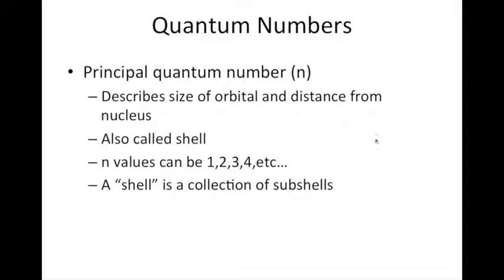So the principal quantum number, let's start with this. This is the most general one. It describes the size of an orbital and the distance from the nucleus. The principal quantum number is also referred to as the shell. Principal quantum numbers must be whole number integers, so you can have n equal to 1, n equal to 2, 3, 4, 5, etc. And a shell, as we'll see as we move on, is basically a collection of subshells.